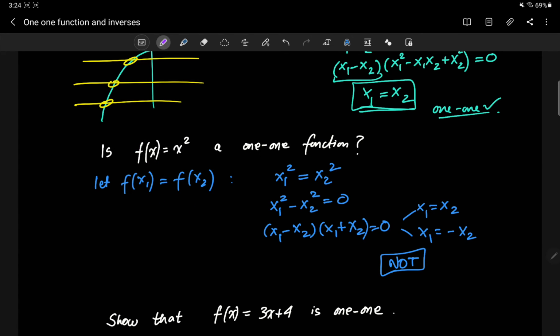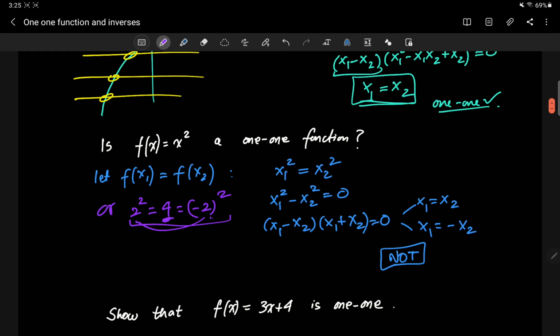Or you can just say like 2 squared equals 4 equals negative 2 squared, right? So you can also show a counterexample. You can just be like, wait, here is an output which can be generated by two inputs that are not the same. So 2 and negative 2 are not the same, right? Or you can just plot the graph of y equals x squared, and you can say clearly any horizontal line has two intersections. And the reason it's not 1, 1 is exactly what this says, that negative versions of the same numbers also have the same squares. So they will never give you a different output.